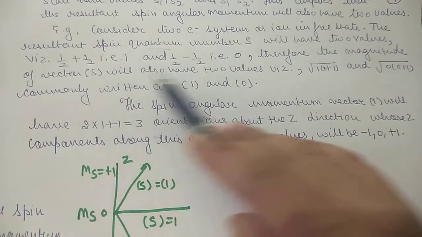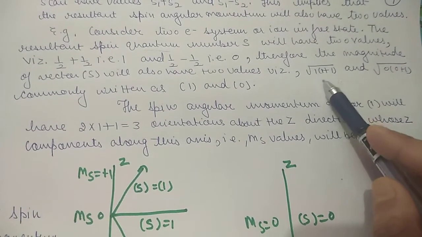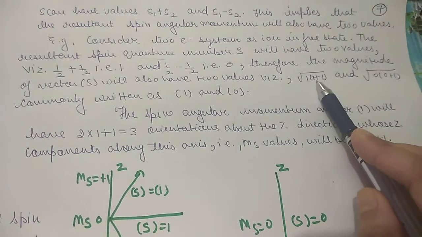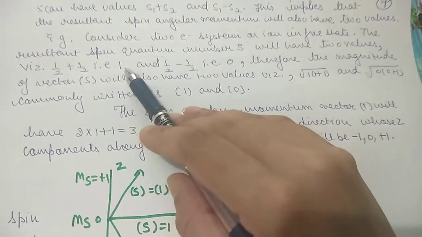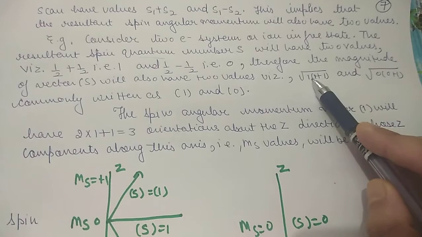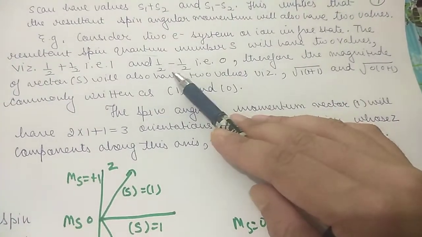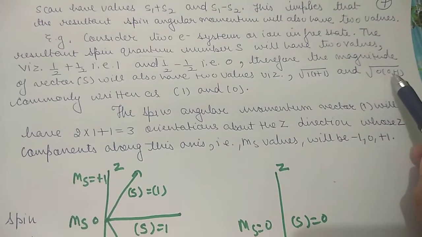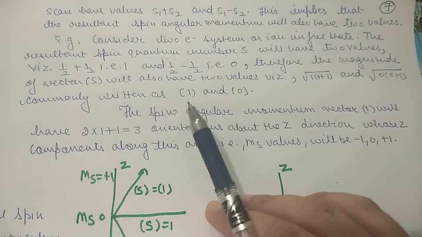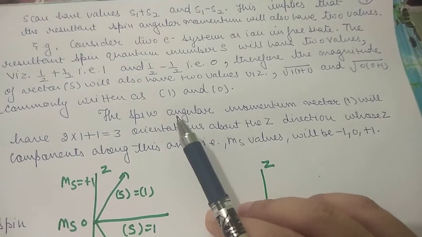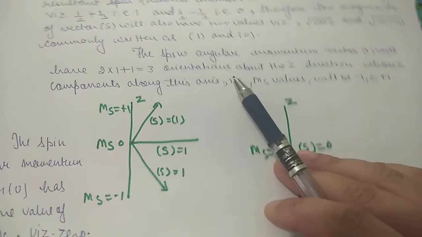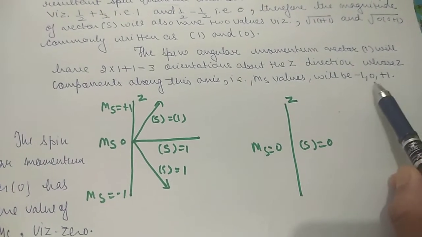Therefore the magnitude of vector S will also have two values, under root S into S plus 1. Put the value of S here. One value will be where S is 1, so put 1 into 1 plus 1, and another is 0, where 1 by 2 minus 1 by 2 is 0, 0 into 0 plus 1. Commonly the values will be 1 and 0. So the spin angular momentum vector will have 2 into 1 plus 1, that is 3 orientations about the z direction, whose z components along this axis will be minus 1, 0 and plus 1.